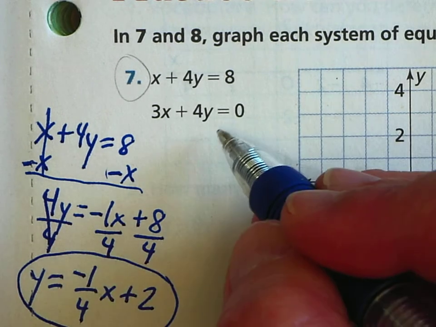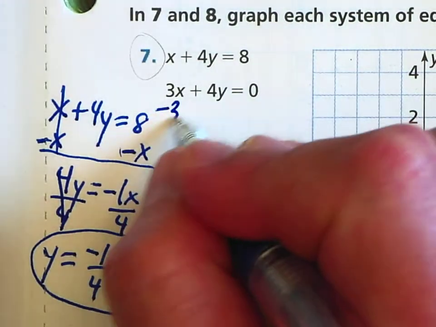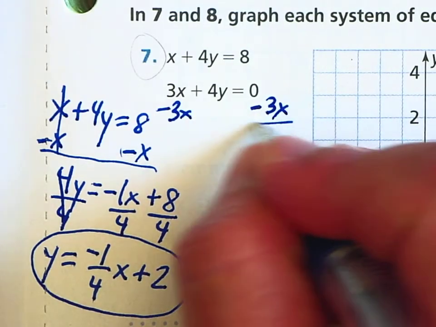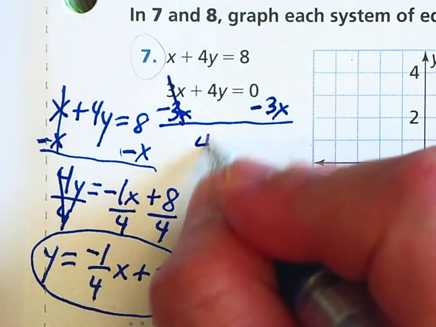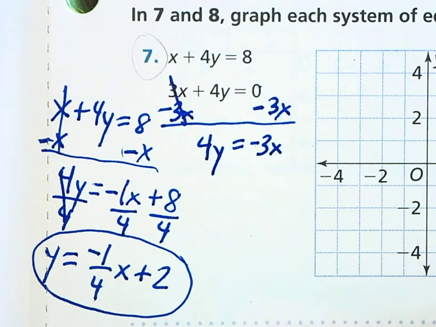So now I need to do the exact same thing to this equation. This one is not in slope-intercept form either. So I'm going to subtract 3x from both sides, move the x term over, bring down what's left. 4y equals negative 3x, so the y-intercept is 0. I don't really need to put anything at the end.